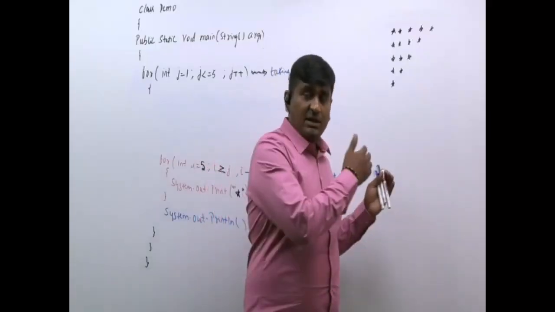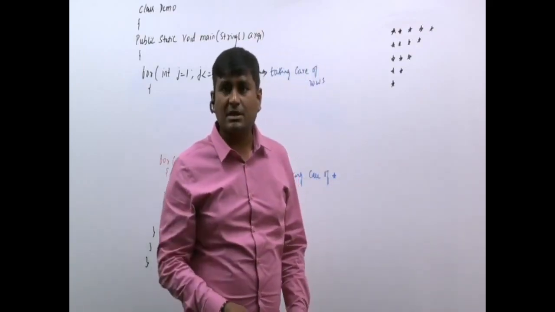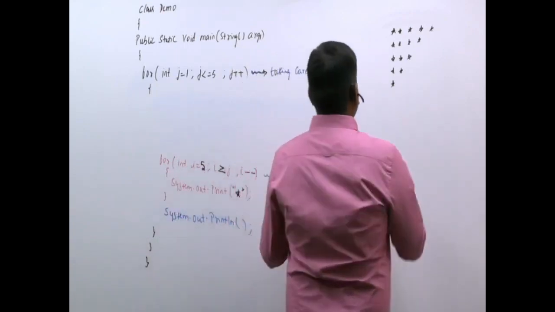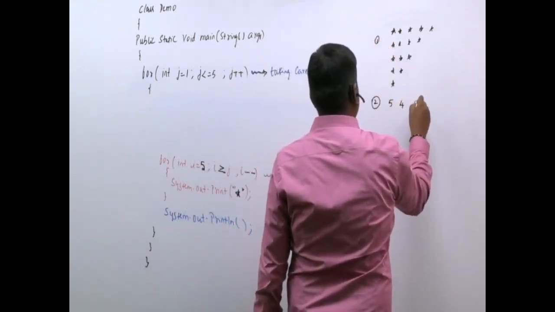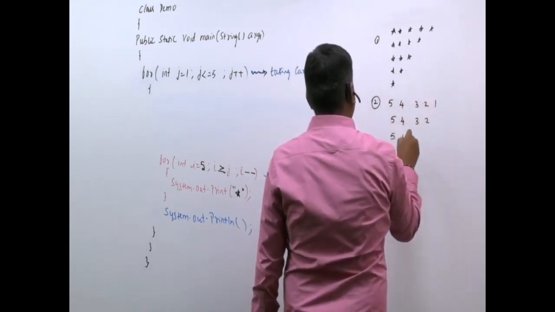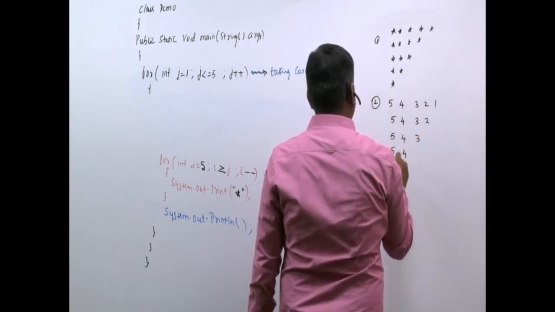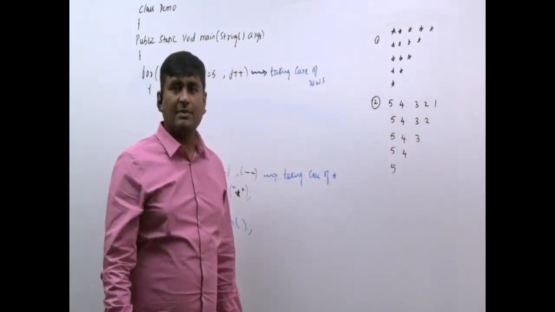Now in the same inverted right angle triangle, you may also get the pattern related to numbers. How to do that, sir? Something like this. In the interview, they will ask you to write the code for this pattern: 5, 4, 3, 2, 1, 5, 4, 3, 2, 5, 4, 3, 5, 4, 5. Sir, why is it starting from 5? Because ulta, reverse I am taking.